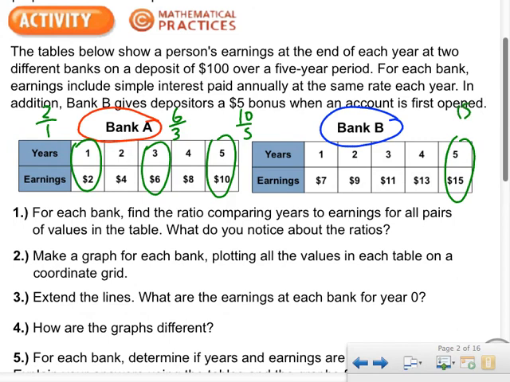15 over 5, what's that equal? 3. Well, what about 11 thirds? Does that equal 3? No. Nope, these are not equal. As a matter of fact, none of these are equal. So do you guys understand the difference between a proportional relationship and a non-proportional relationship?